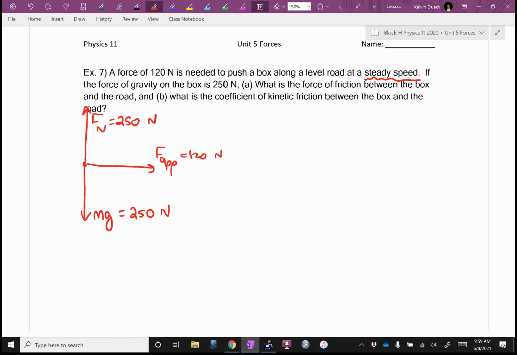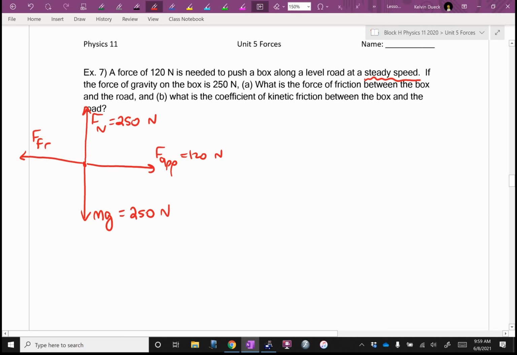Why must this diagram be wrong? Why can't this be all? Why can't this be right? No friction. How do I know there has to be friction? Because you're pushing a box along a road. So is friction going to be bigger, smaller, or the same size as F applied? I'll eyeball it.